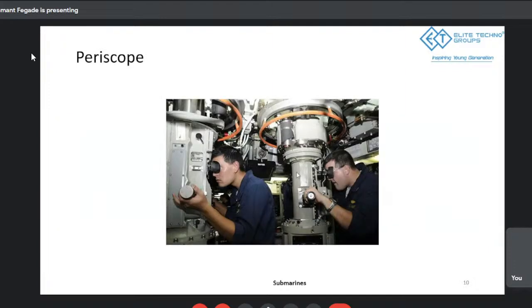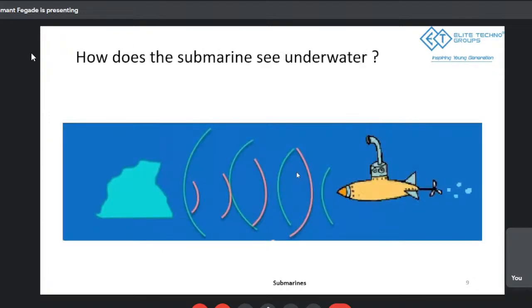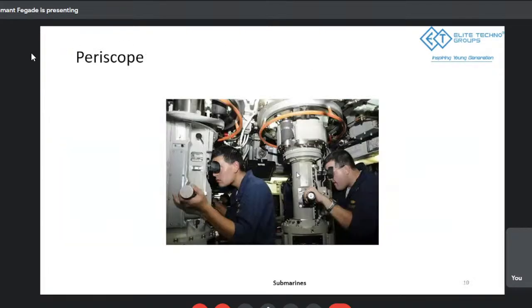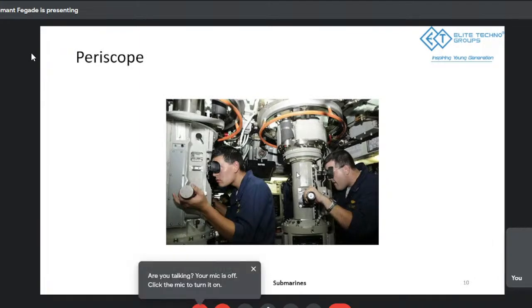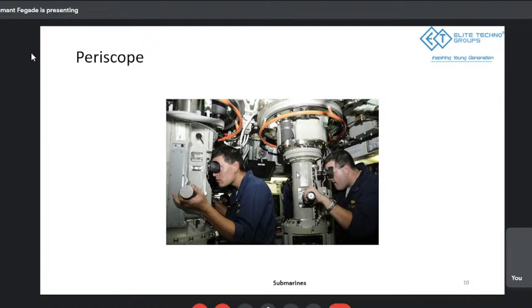We talked about how a submarine sees underwater, so what about the activities going on over the surface? If you are submerged and you want to see what is going on above the surface, there is a device called a periscope. It's a bunch of reflective mirrors. To tell you exactly what it is, let me draw it in a very simple fashion. You can consider this as a periscope.